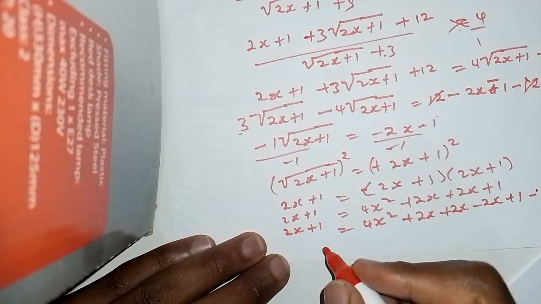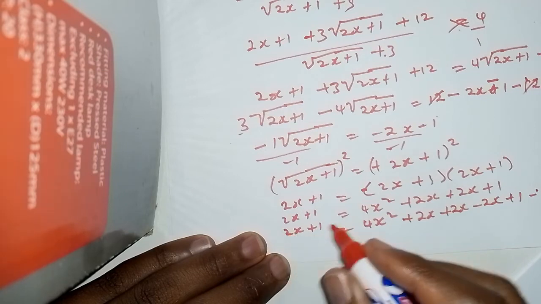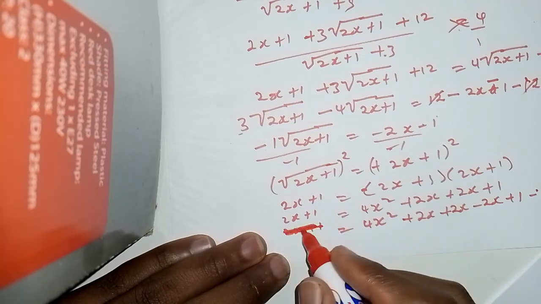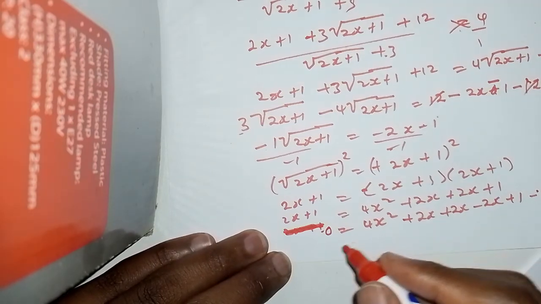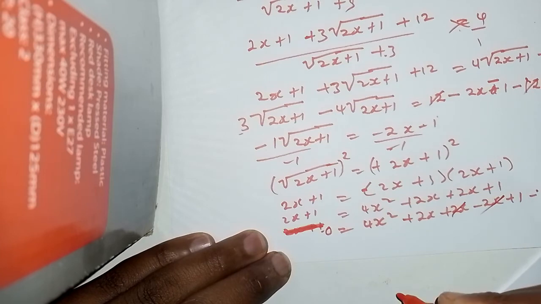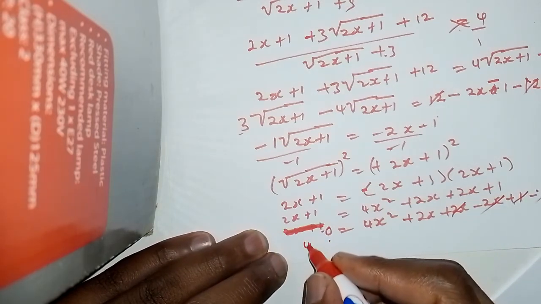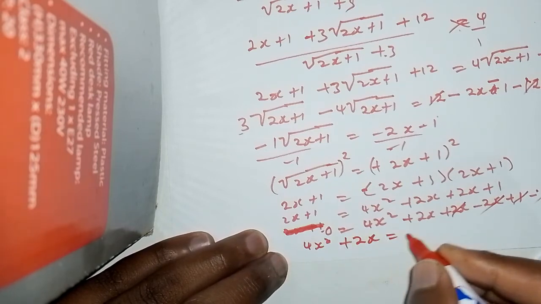Right? I'm going to be left with, I took this to the other side. Let me just say here, since I took everything to the other side, I'll be left with 0 there. Okay, now this and this is cancelled. This and this is cancelled. What am I left with? I'm left with 4x squared minus 4x squared plus 2x is equal to 0.